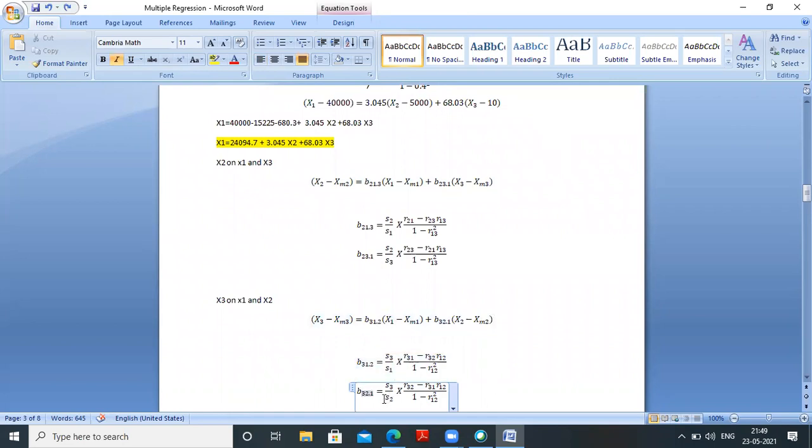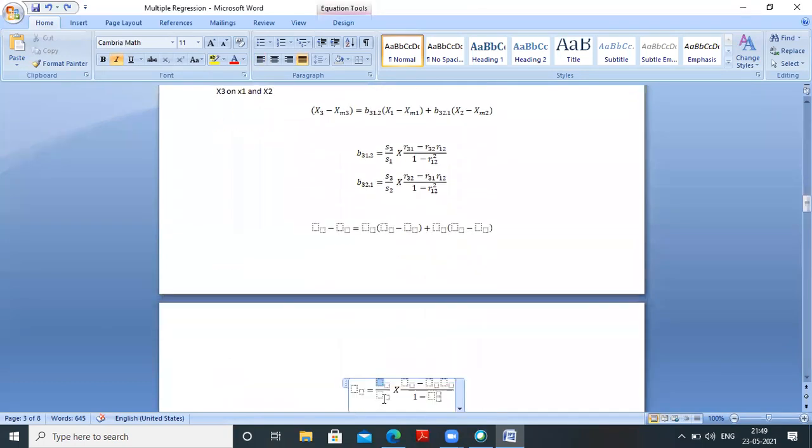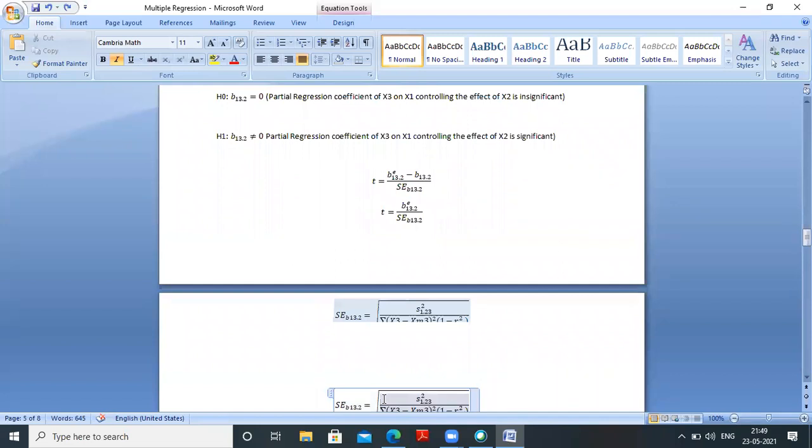This is all about practical questions related to multiple regression. I have explained two alternate methods, and by these we can solve multiple regression questions. Next, we will discuss testing of regression coefficients. You solve these questions first. After that, in the next video, we will discuss the significance of partial regression coefficients in the case of multiple regression.